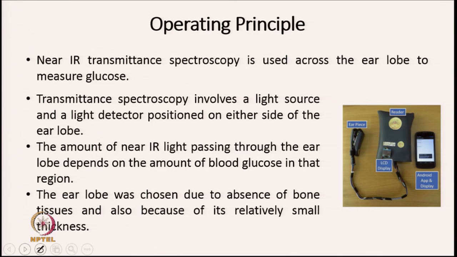In this IR transmission, the instrument is used across the ear lobe to measure glucose. So you don't need a blood sample. A light source and a light detector are placed on either side of the ear lobe, and the amount of near IR light passing through the ear lobe depends on the amount of blood glucose in that region. The ear lobe was chosen due to the absence of bone tissue and also because of its relatively small thickness. So in this case, without taking a blood sample, we can know the glucose level in the blood.